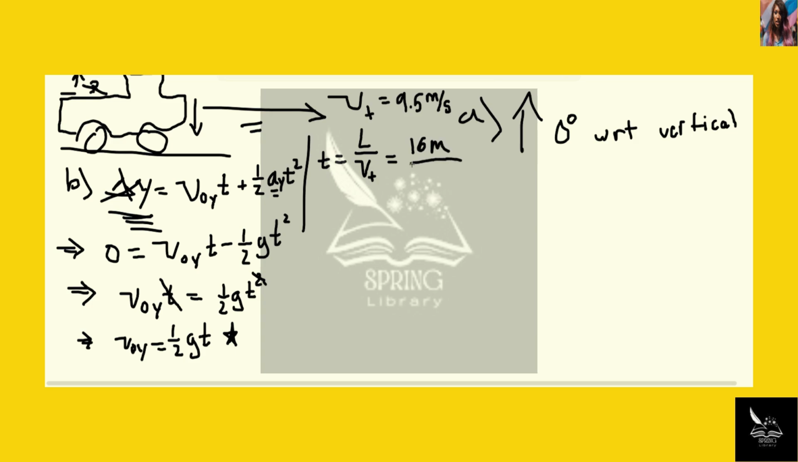And the velocity of the truck is given, we know that's 9.5 meters per second. Cool. Meters cancels, and your seconds goes back to the numerator here. And when you work this out, we get time equals 1.68 seconds.